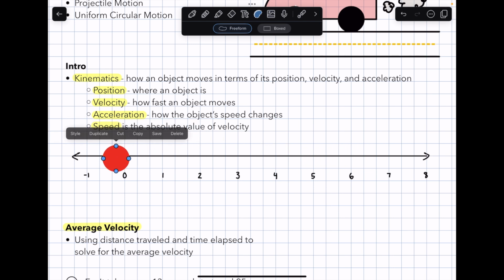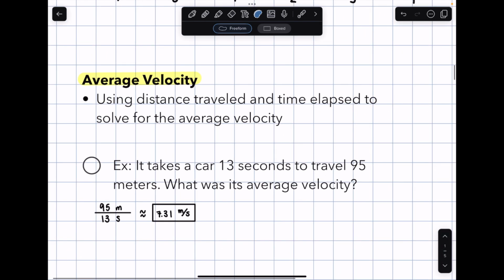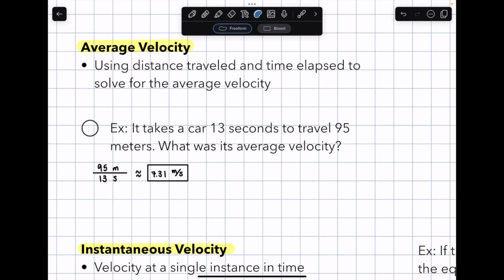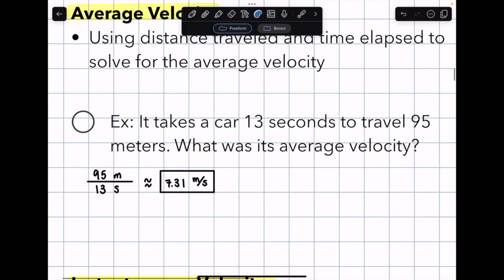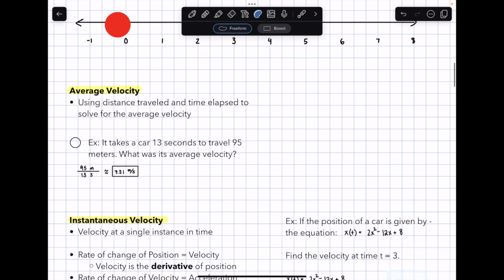And so with this in mind, let's talk about our first big topic for today, which is average velocity. Now, average velocity kind of gives us an estimate of how fast we're going at any given time. And to calculate this, we use the total distance traveled and the total time that has elapsed. For example, it takes a car 13 seconds to travel 95 meters. What was its average velocity? And so this is a pretty simple problem. All we do in this case is we put 95 over 13 to get our average meters per second, which is approximately 7.31.